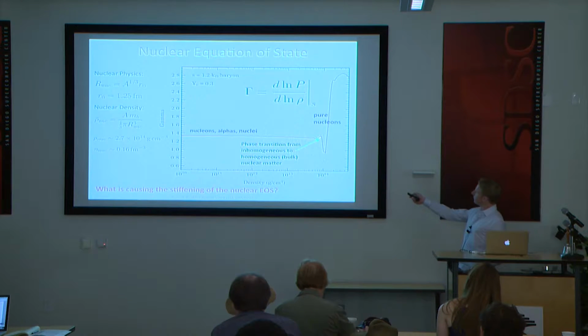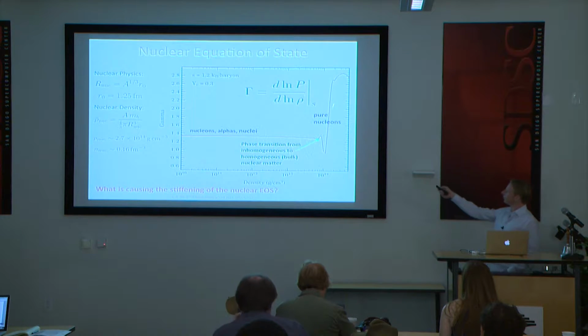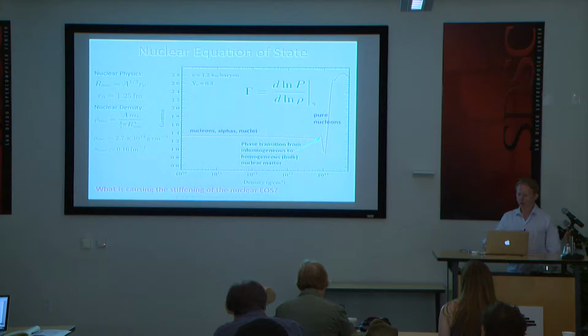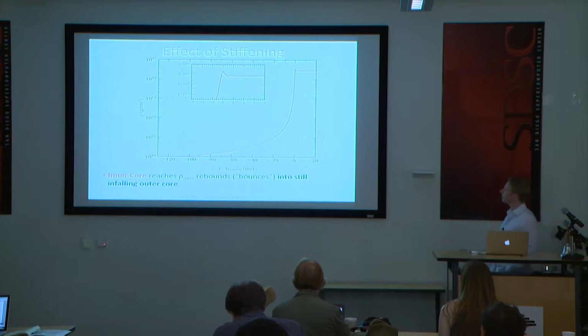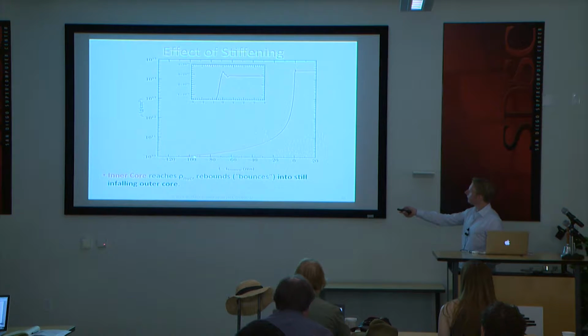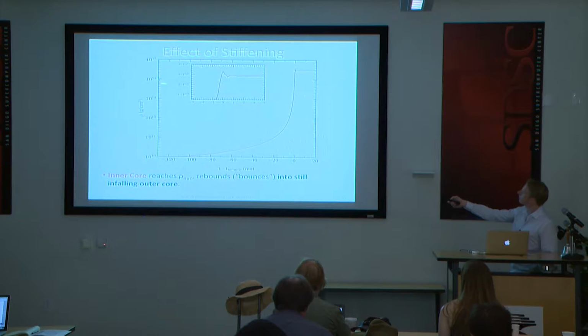And the question now is, what is causing the stiffening of the equation of state? Before we talk about this, the result of the stiffening is obvious when we do a core collapse supernova simulation, for example. Here's time to core bounce. Here's the central density. You can see at core bounce, when we reach nuclear density, the collapse is stabilized.